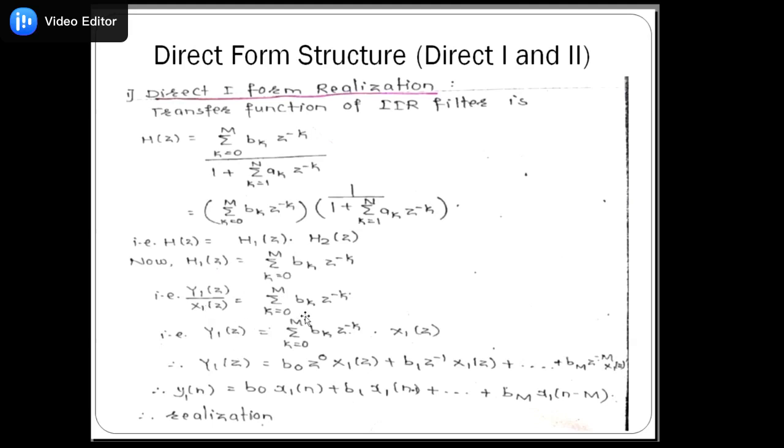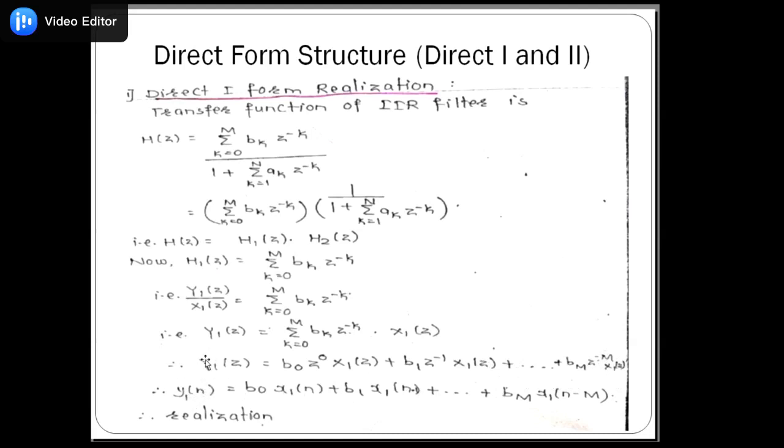When you provide that X1(z) multiplied with this term, that will generate the equation Y1(z) is equal to summation k equals 0 to m of b(k) z^(-k) X1(z). Put that value of k from 0 to m, then that will generate b0 X1(z) plus b1 z^(-1) X1(z) plus so on, b(m) z^(-m) X1(z).